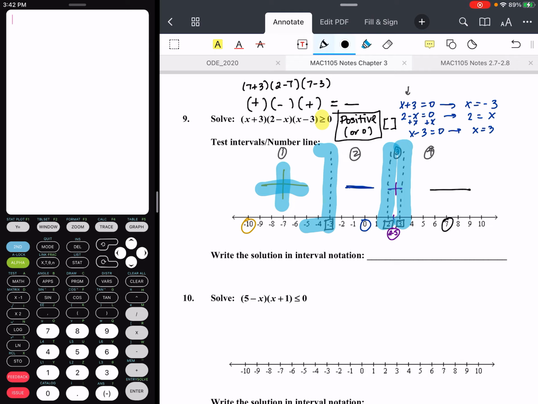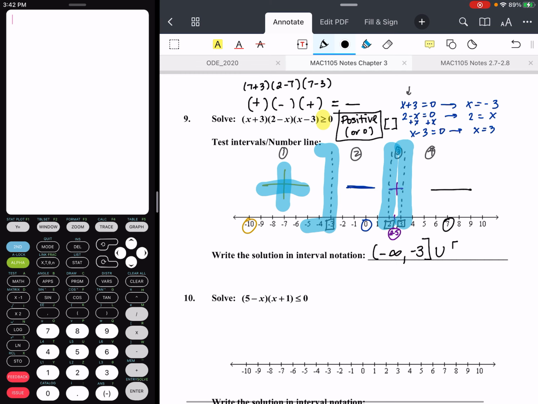All right, so on the left, I have the interval going from negative infinity up to my boundary value of -3 using a square bracket, union symbol, and then I have the interval between 2 and 3.